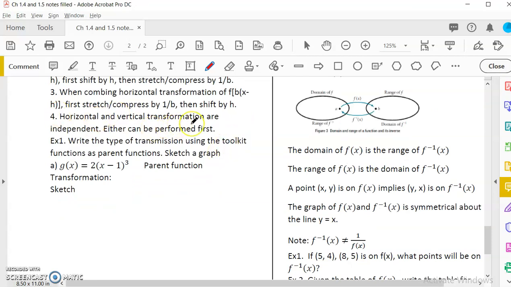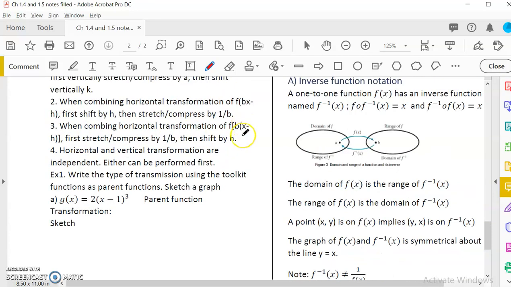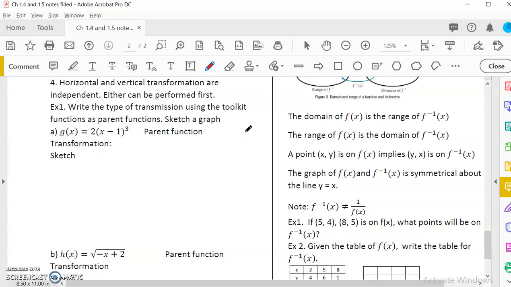Vertical and horizontal transformations are independent, so it doesn't matter whether you do horizontal first or vertical first. So let's practice. Usually we do horizontal first. So we have horizontal minus 1, which is, well, first of all, look at the transformation.